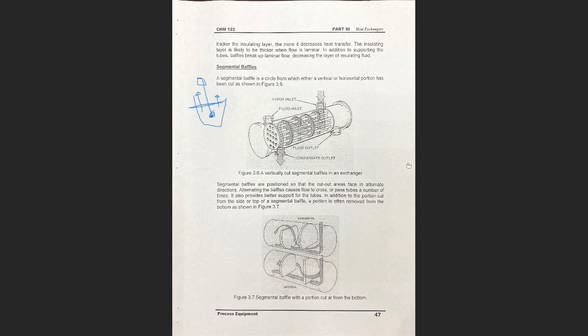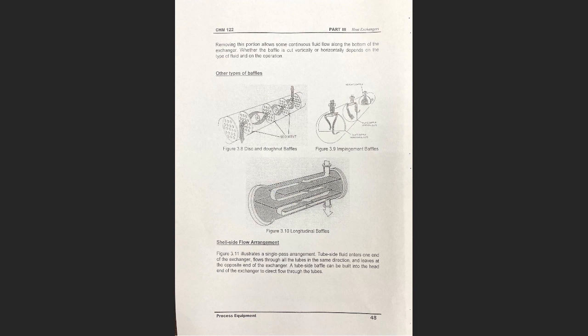Okay, and there are also other types of baffles, as you can see here. Most of them are really not that common, except maybe for one. So we have the disc and donut baffles. Okay, we have the impingement baffle, the one at the top there, guys. In this figure, we have two types of baffles. The first one is the segmental baffle, the one that looks like a circle, and the second one is the impingement baffle at the top.